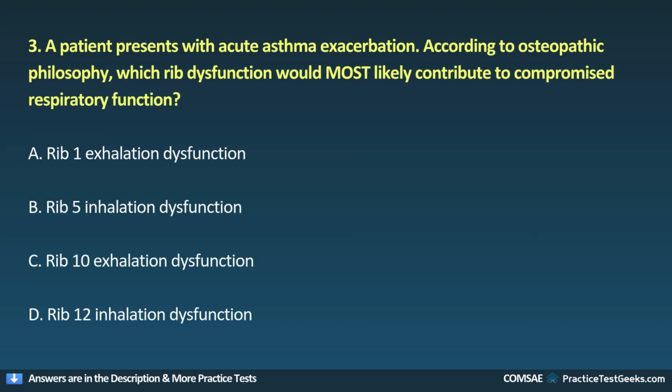3. A patient presents with acute asthma exacerbation. According to osteopathic philosophy, which rib dysfunction would most likely contribute to compromised respiratory function? A. Rib 1 exhalation dysfunction. B. Rib 5 inhalation dysfunction. C. Rib 10 exhalation dysfunction. D. Rib 12 inhalation dysfunction.